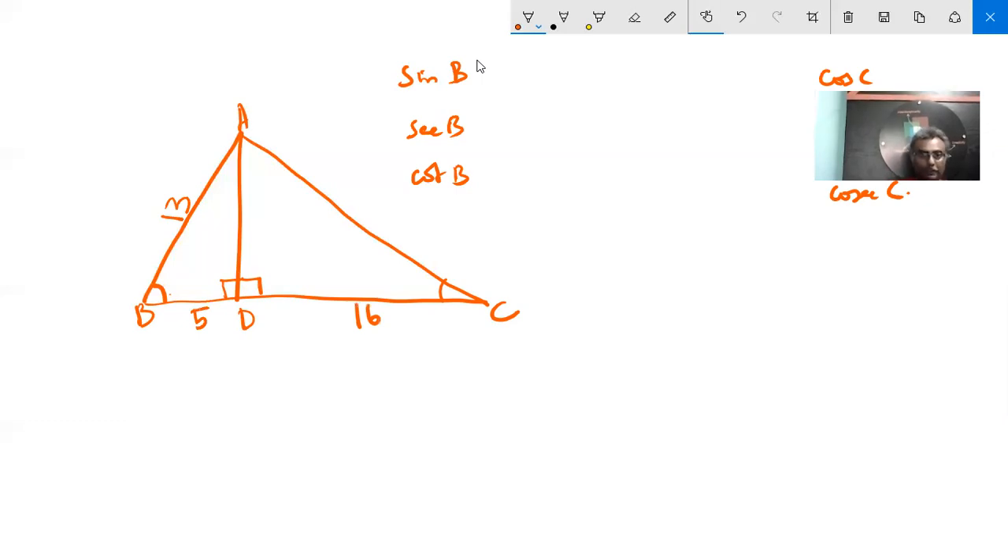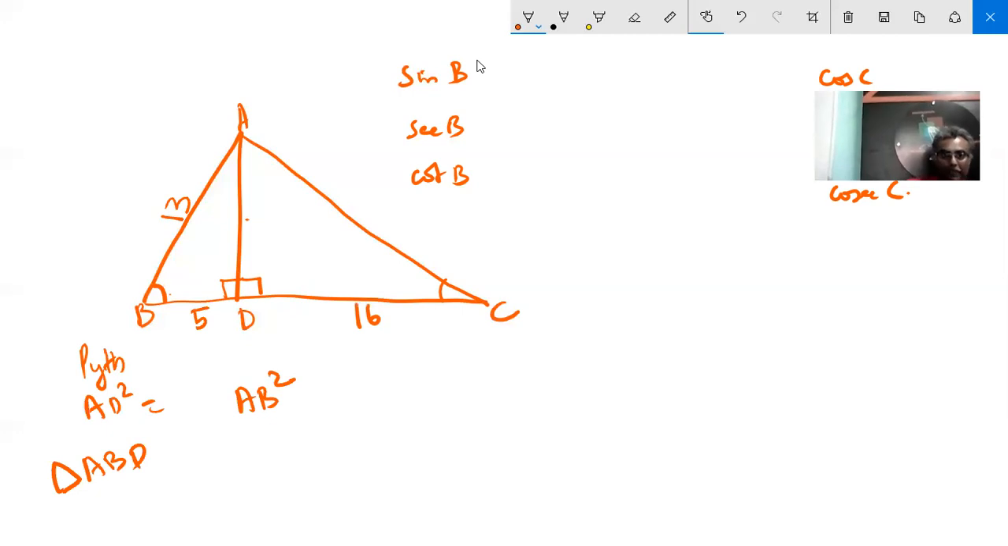Now you use Pythagoras theorem and find out this one, AD. In triangle ABD, which is the hypotenuse? Hypotenuse is AB. Which is the adjacent side for angle B? Adjacent side is BD. Very good. AD is the opposite side, in triangle ABD, not ABC.